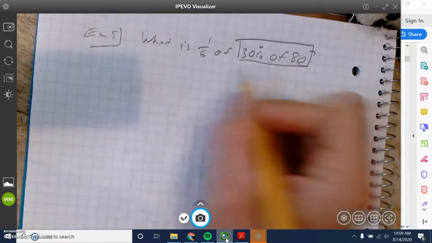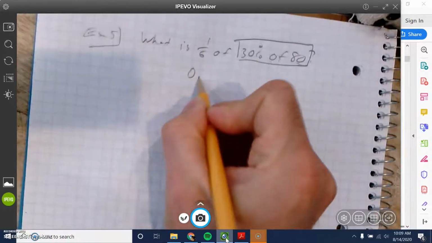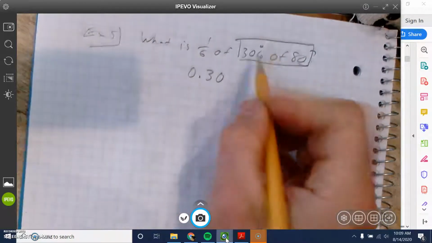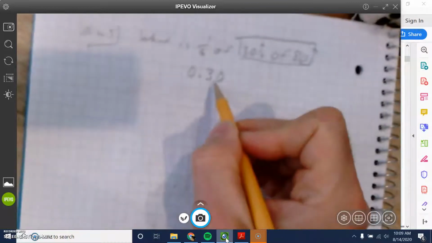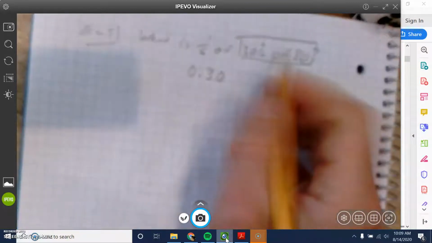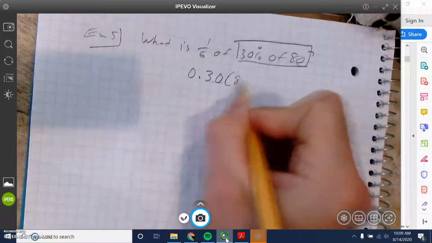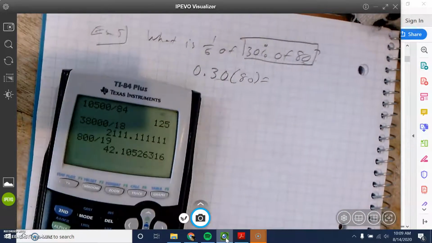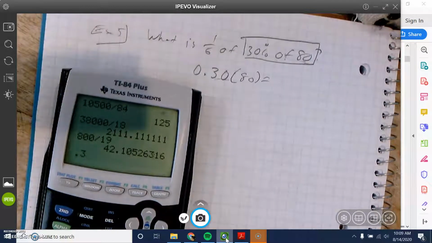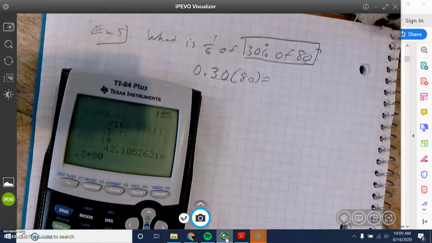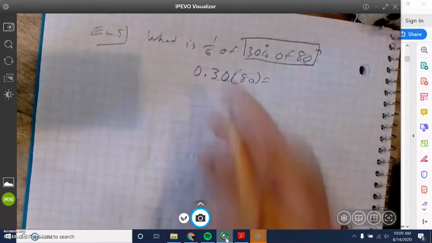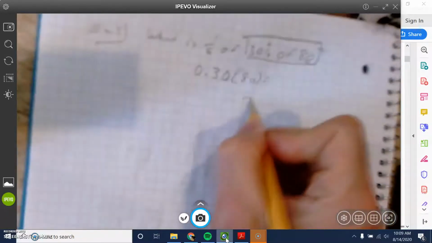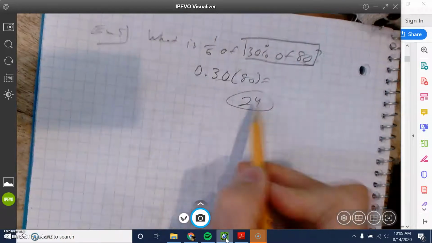Of is right here, but I know from the last lesson that 30% I can change to a decimal, which is 30 hundredths out of 100. Of means multiply. I can multiply by 80. So that would be 3/10, I don't need the 0 at the end, times 80 is 24. So this part is 24.